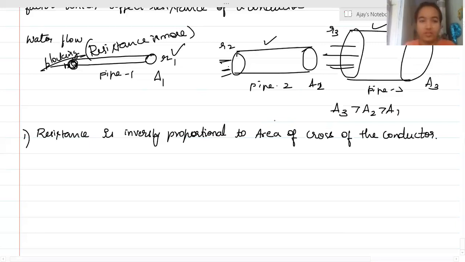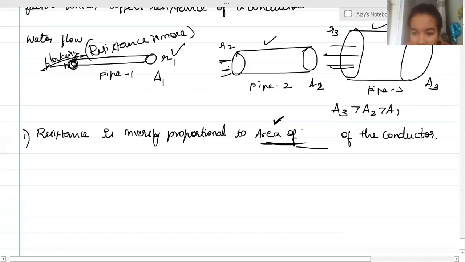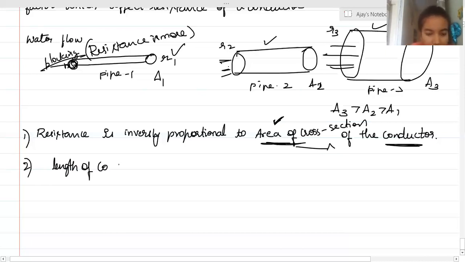Resistance depends upon what? First one, area of cross section of the conductor. Next, it also depends upon the length of the conductor. It is directly proportional.